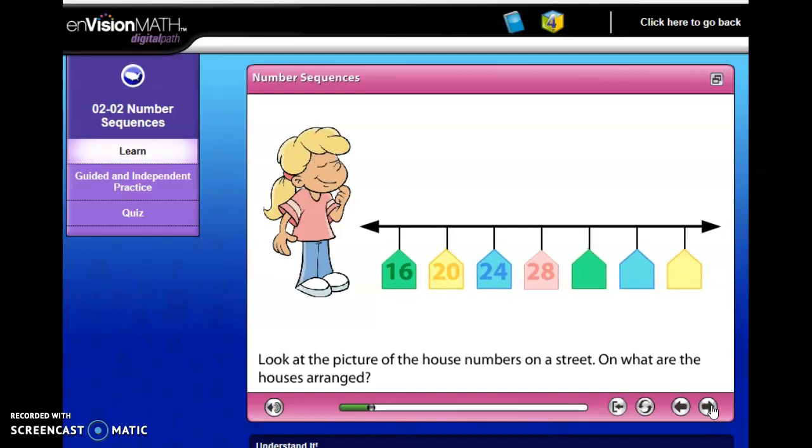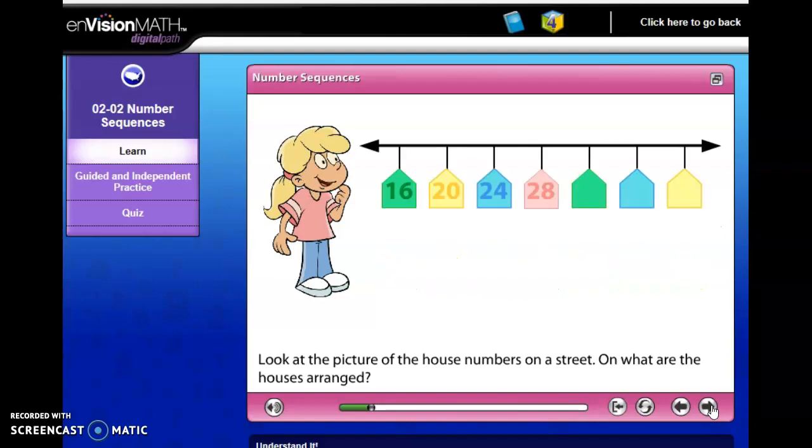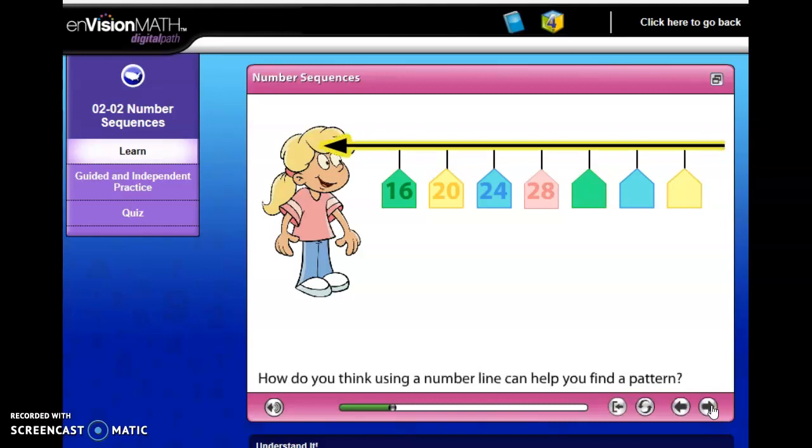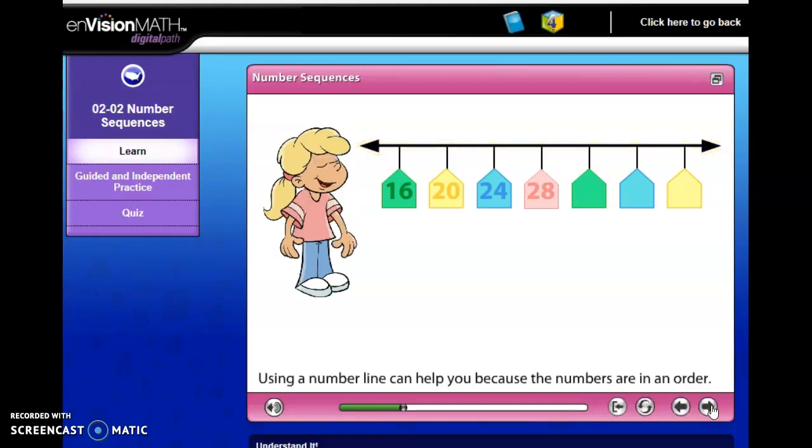Look at the picture of the house numbers on a street. On what are the houses arranged? The houses and numbers are arranged on a number line. How do you think using a number line can help you find a pattern? Using a number line can help you because the numbers are in an order.